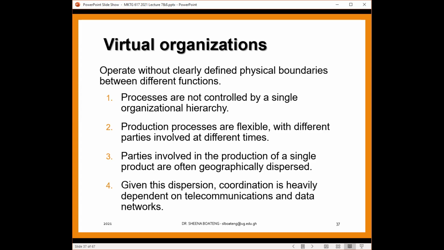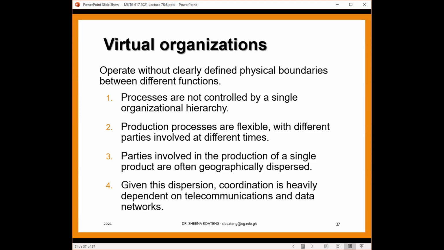So by discussing this concept of the virtual organization, we are basically saying that as a result of digital and online technologies, processes can no longer be controlled by a single organizational hierarchy, because we have different people working from different places, performing different tasks at different points in time, depending on the time zone within which these different functions are in these different locations. You will have people working at different times on different aspects of the production process. So here we can say that the production processes are flexible, because different parties will be working on different aspects at different times, depending on the location in which they find themselves.